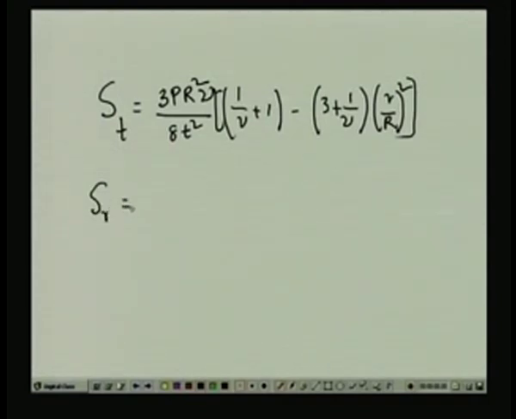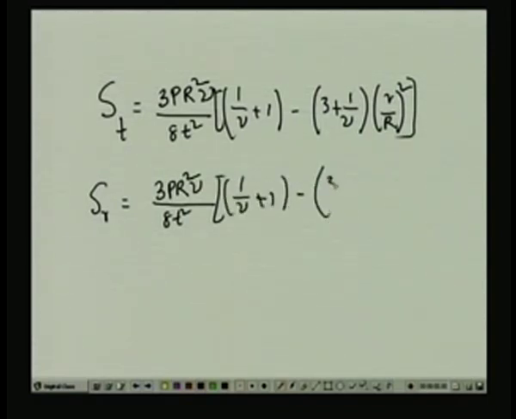and radial stress will be given by SR equal to 3 P r square 8 t square, square, and biaxial stresses we know that, also expressions we know, we will give after some time.